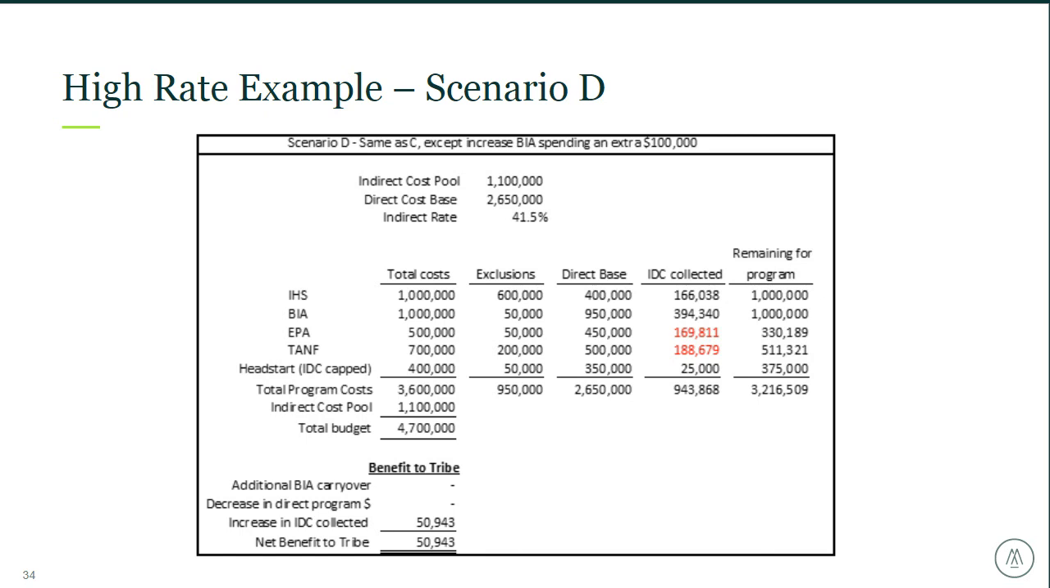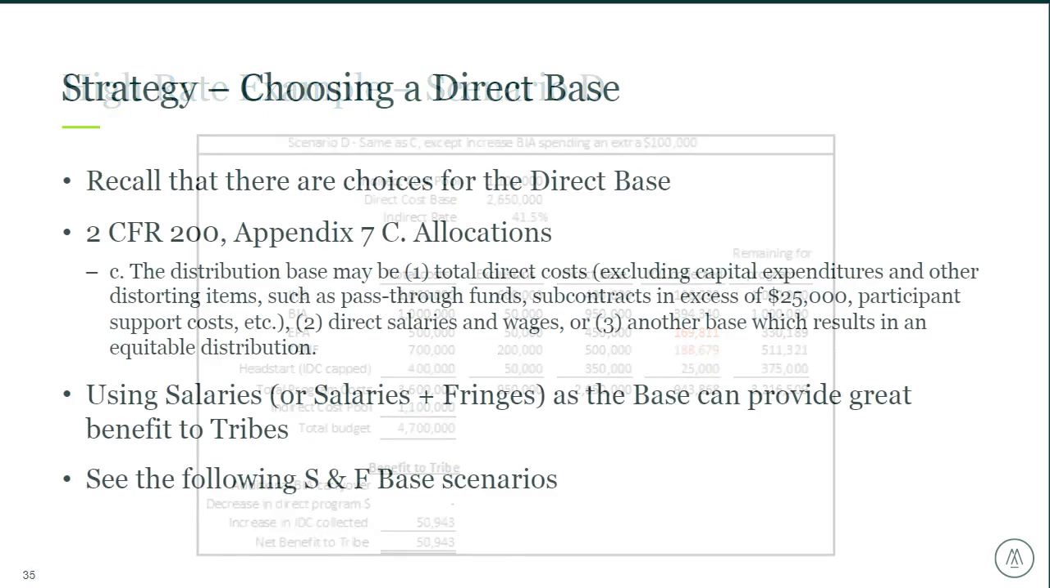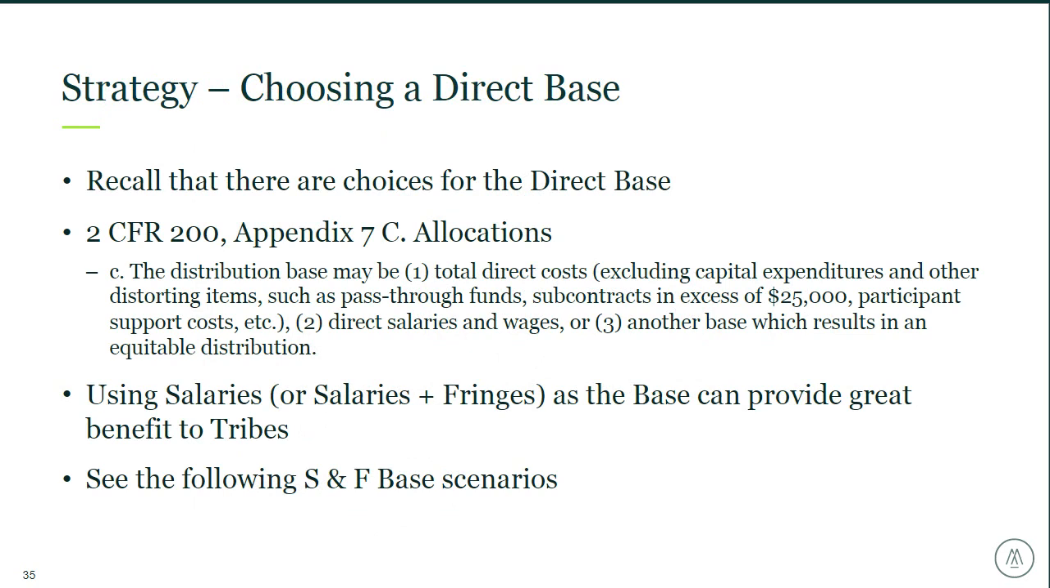So these were some scenarios of a high rate example. You evaluate the strategies on making sure that the indirect cost pool has the proper cost, BIA, the 638 funding has proper cost within each of those bases. And if they need to be adjusted, or if they can be adjusted, if they're allowed to be adjusted, then they should be if it benefits the tribe.